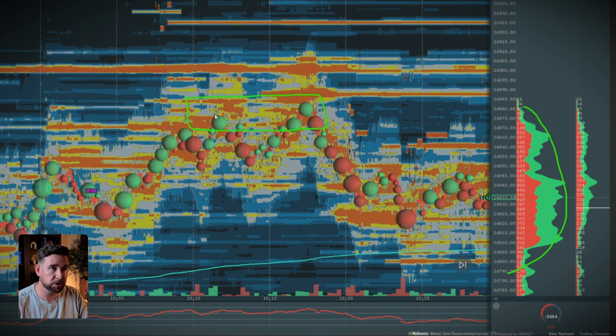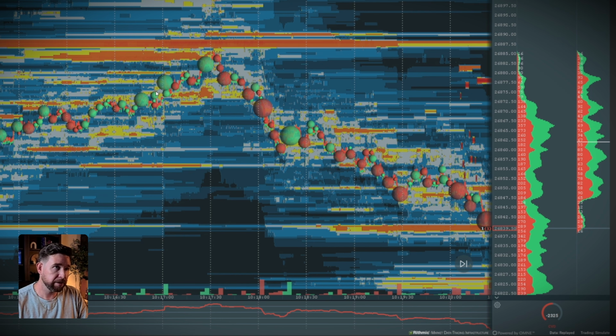We can see these dark orange spots on the heat map showing us the passive sellers absorbing all of these aggressive buyers in this range, and then the market reversing back into the middle of the balance range. This is where I was able to take the market short, and this is where I covered the position at my target back in the middle of the balance range. Now let's zoom in on Bookmap and take a little closer look.